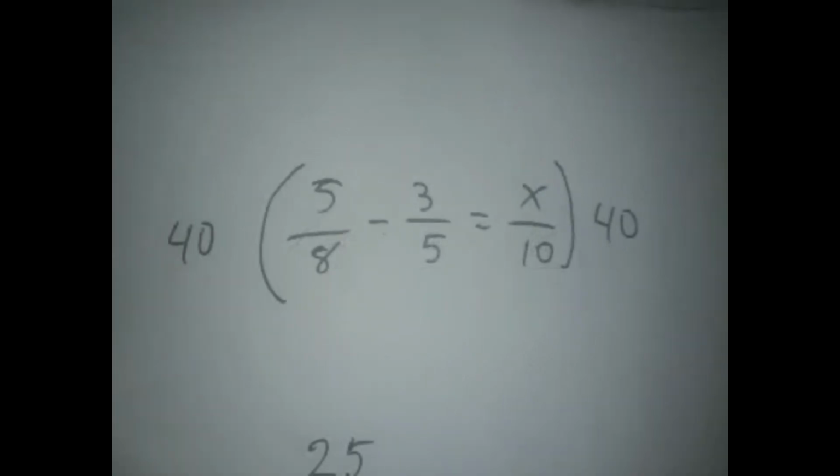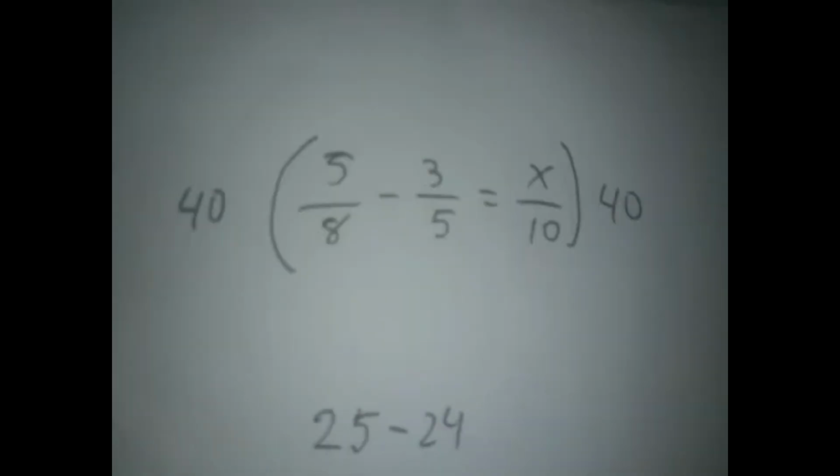So what's 5 over 8 times 40? You can do 5 times 40, which is 200, and then divide 200 by 8, or you can do 40 divided by 8, which is 5, times the 5 on top, and that's going to be 25. Now, what about 3 over 5 of 40? 40 divided by 5 is 8. 8 times 3 is 24.